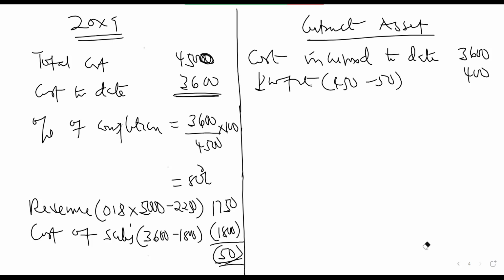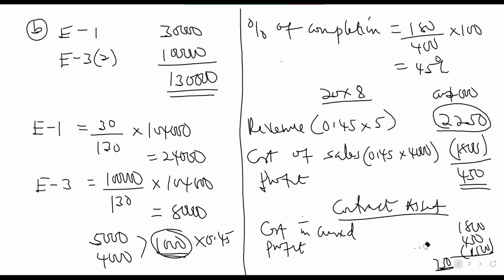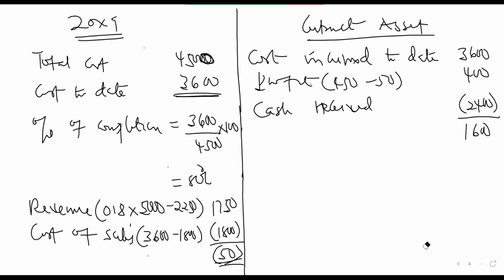Okay. But what is the cash that we have received up to date? The cash is 2,400. Okay, 2,400. What will be the total? 1,600. Okay. This 1,600 is up to date. We recognized 750 last year. So what we do now is find the difference, and that is the amount that we should recognize this year.